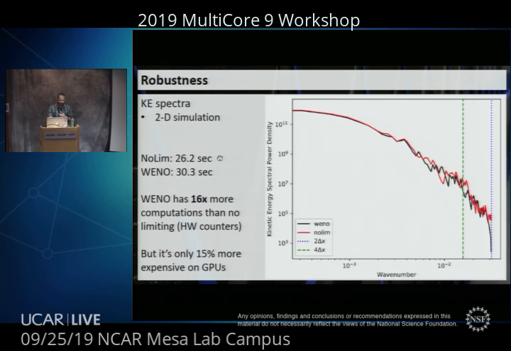And something I want to show here is that without limiting, we ran about 26 seconds in the wall time, and with WENO we ran about 30 seconds. So this is only a 15% change, but WENO has 16 times more computations than no limiting at all. And I used hardware counters for those, so I know that is the actual increase in computation. So this is truly demonstrating that you can add a lot of computation to your algorithm, and you really don't have to pay for it. A lot of that stuff comes for free as long as you do it within cache.